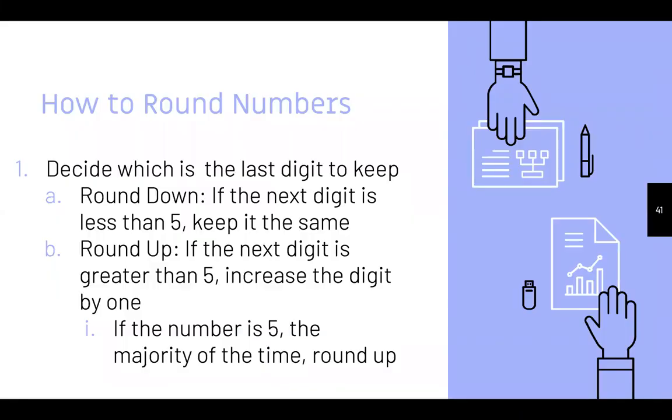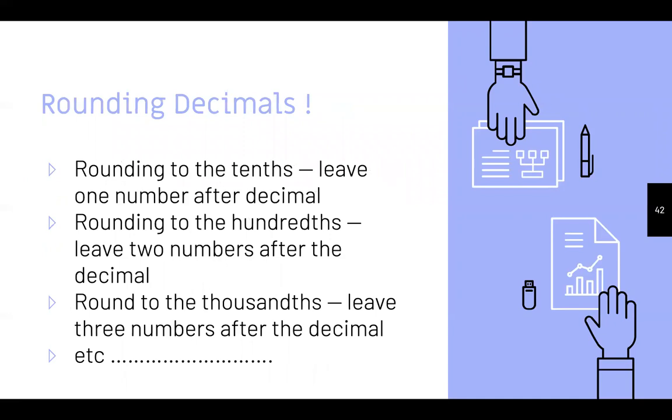This is going to be how to round numbers. If you don't know how to round numbers, decide which is the last digit to keep, right? That'll be in the directions. Round down: if the next digit is less than 5, keep it the same. Round up: if the next digit is greater than 5, increase the digit by 1. If the number is 5, the majority of the time, round it up. Sometimes you'll see special scenarios where they say even if it's 5, round down, but conventionally and traditionally 5 is rounding up.